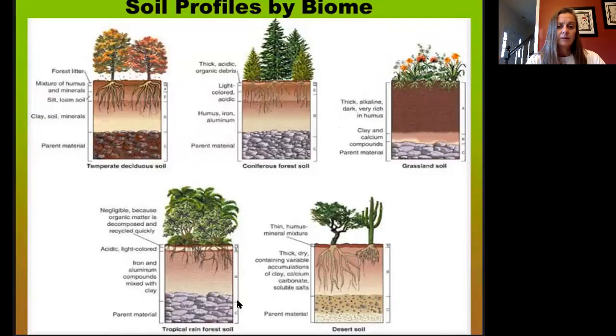Grassland soil is our richest soil, very rich in humus. It does not tend to have a very thick B layer. It has a very heavy A layer, a very heavy topsoil layer. Both the tropical rainforest and the desert have very thin A horizons, which might surprise you about the tropical rainforest. But the reason that A layer is so thin is that the tropical rainforest grows so fast and everything decomposes so fast because of the heat that it actually has a very thin organic layer. And desert soil has the thinnest layer of all.